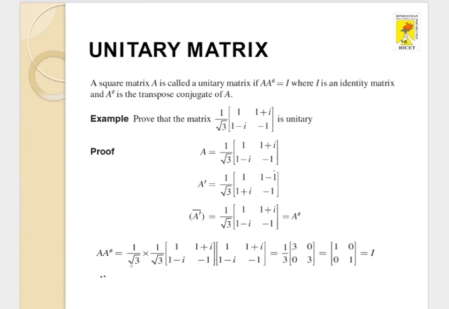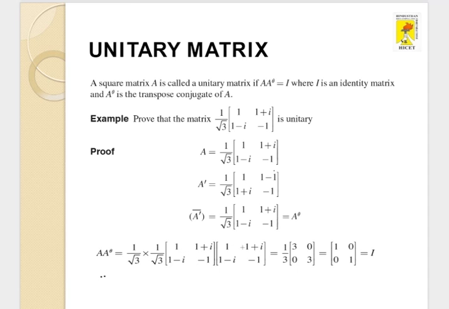Now what is our A given? 1 by root 3, 1, 1 plus i, 1 minus i and minus 1, into A power theta, which we found out. That is 1 by root 3, 1, 1 plus i, 1 minus i and minus 1. You take this 1 by root 3 to the front. So it will become 1 by 3 into, when you multiply these two, 1 into 1 plus 1 plus i into 1 minus i, 1 into 1 plus i plus 1 minus i into minus 1.